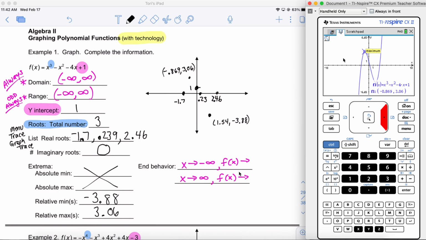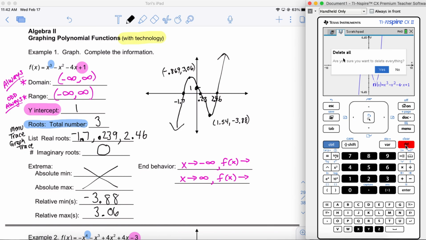Now that I have everything I need, I can connect my graph. So I'm going to connect it through here, down, around, and up. Okay? All right, that is one full question. Here's how you clear it in the calculator. Hit delete, hold it down, delete everything, yes. Press tab to make a new one, and let's go on to problem 2.